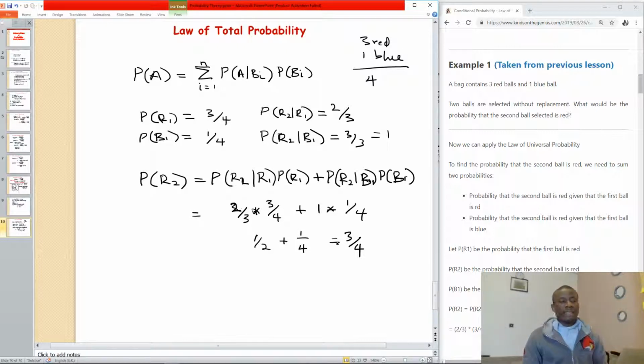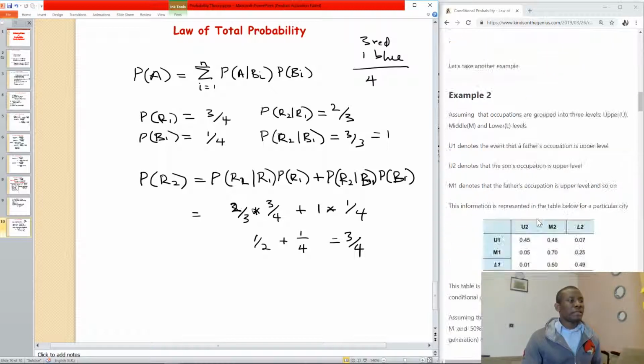So this is fairly easy, I think. You see how we played around with the probabilities, and this is actually a simple case. What I recommend you do is write it out neatly with a pen and paper, and then it's going to become clearer as we go. Let's see if we can take another example.